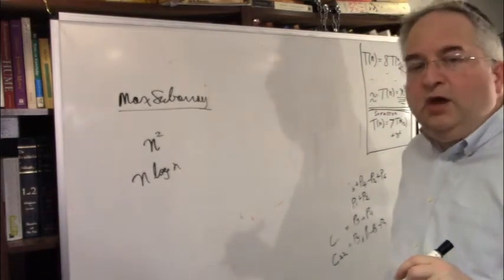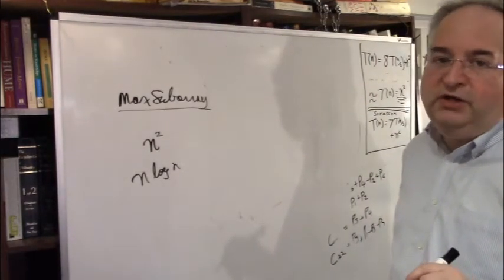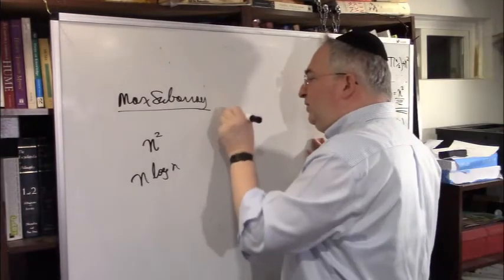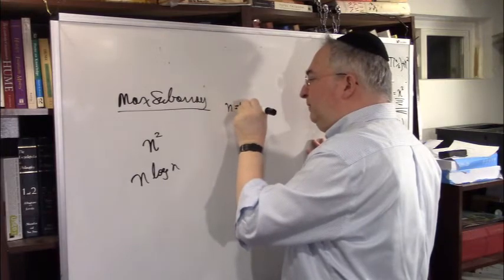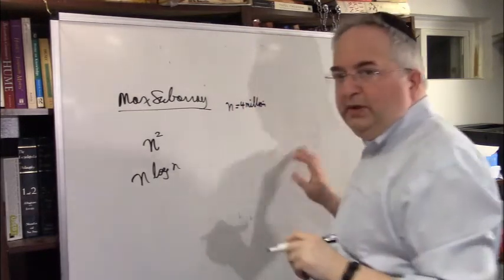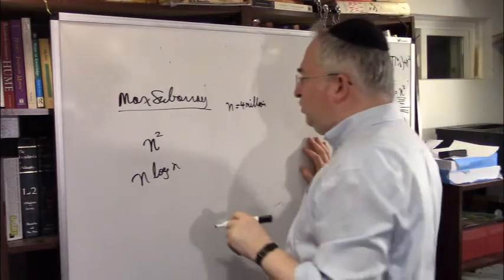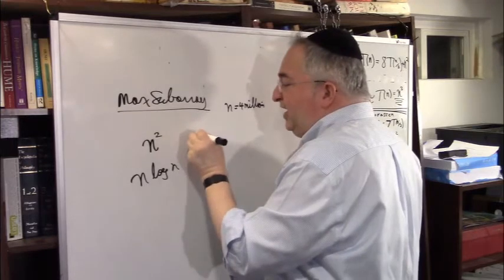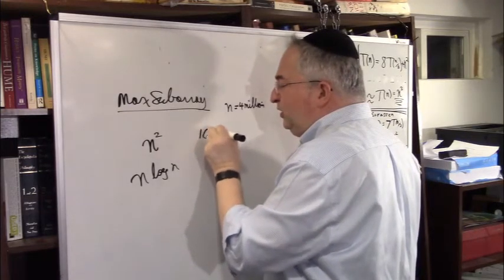Let's say you have 4 million numbers in your array. n is equal to 4 million. Well, n squared will then be a million times a million, which is a trillion, so this will be 16 trillion.